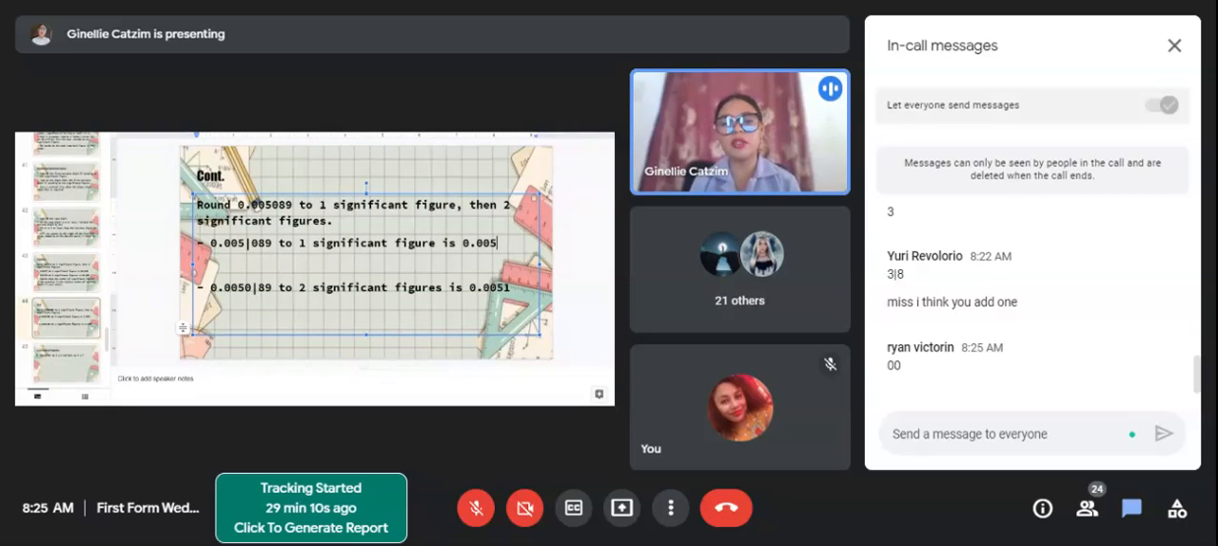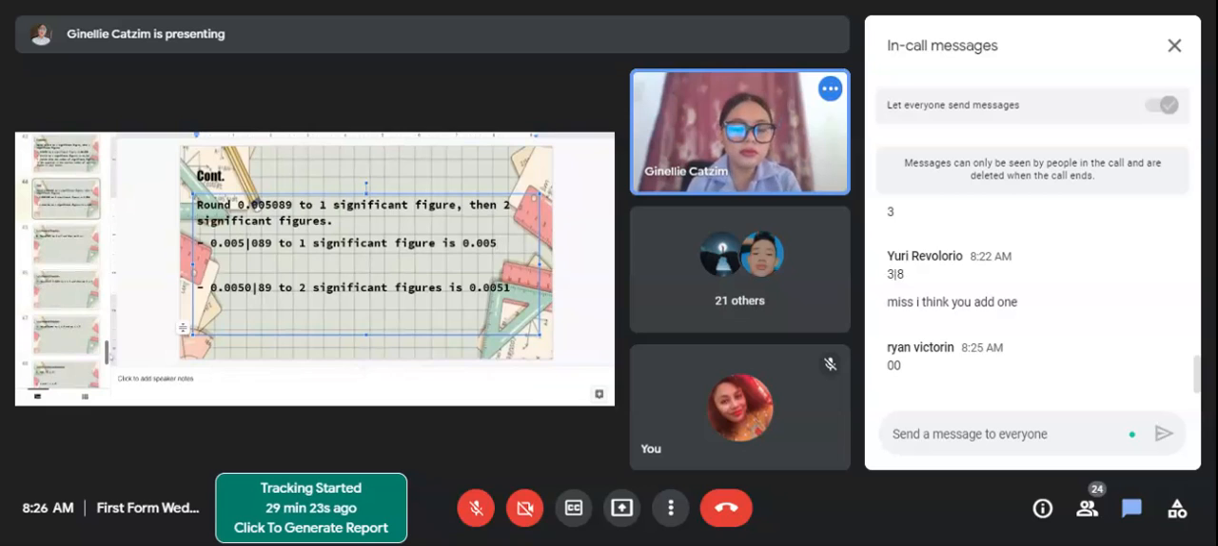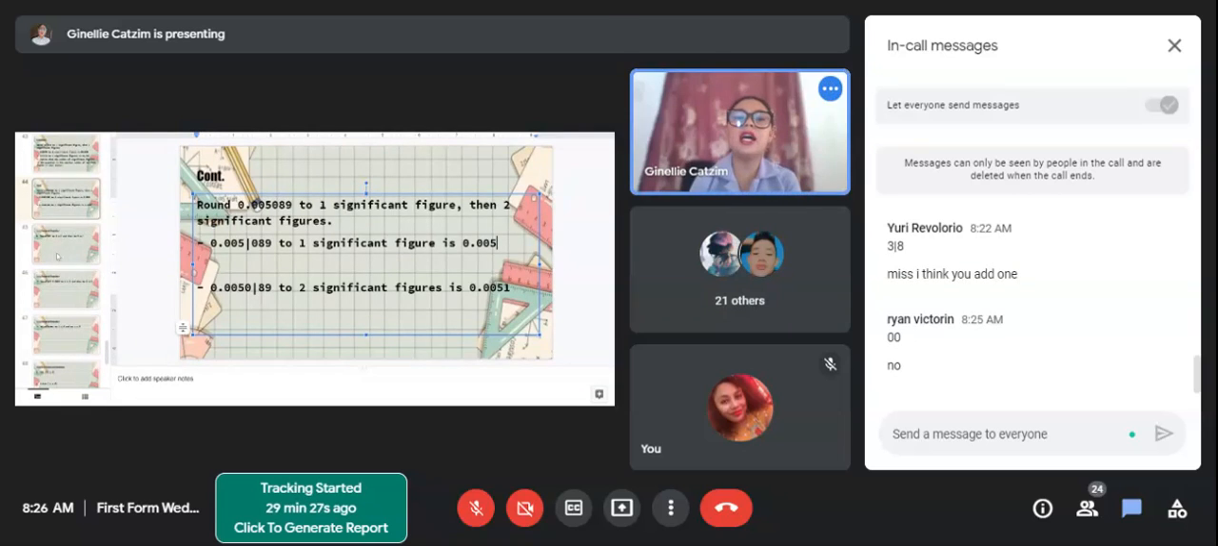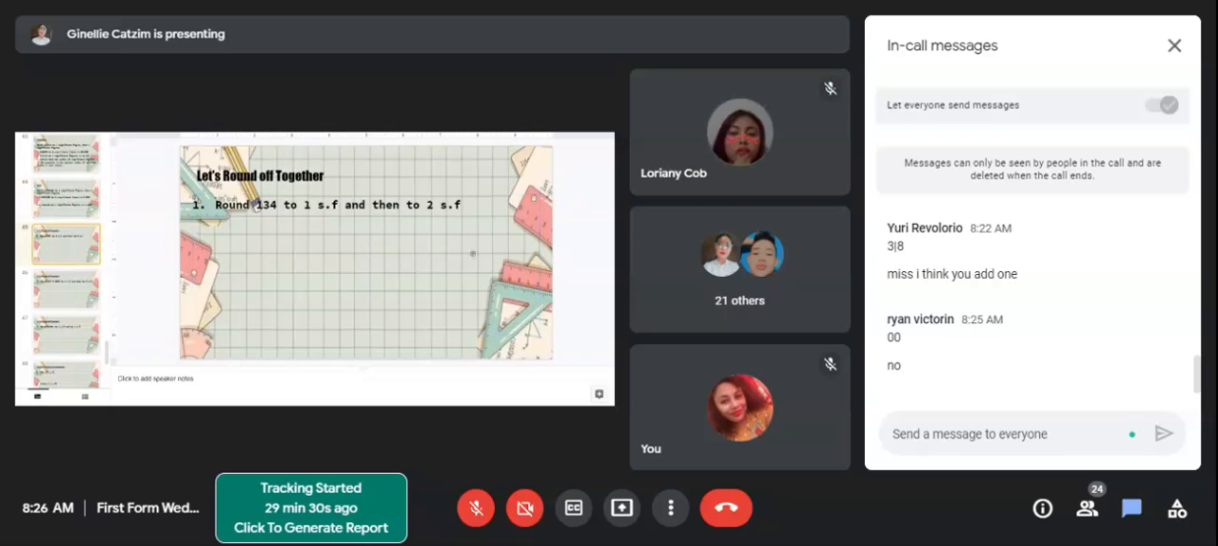We take a look at the 8. Is the 8 5 or more? Yes, it is. So we need to add 1 to the previous 0. So we stay with 0.0051. Do you have any questions? No, miss. No? Okay, I hope so. Now we'll do this one together.